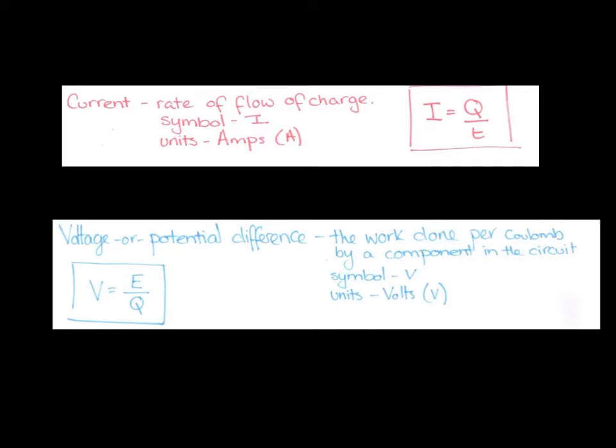For voltage, we can use the term voltage or potential difference. The examiner doesn't mind which one we use. The examiner is going to use the term potential difference in the exam paper. So the definition for that is the work done, which we know from our previous work is the same as the energy, the work done per coulomb by a component in the circuit. The symbol for voltage is V, and it's measured in the units, volts, and the symbol for volts is V as well. And we have our equation here, voltage equals energy over coulombs. So the energy per coulomb.